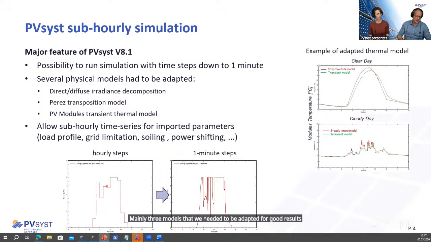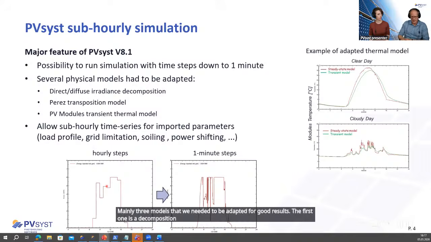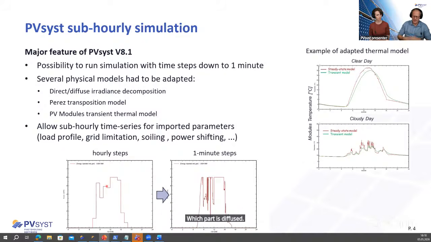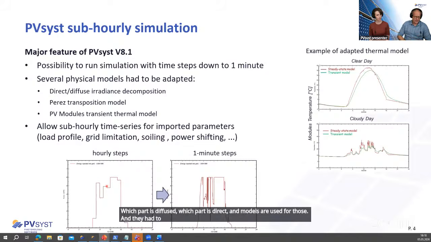The first one is a decomposition of direct and diffuse irradiance that you need when you import weather data that has only GHI, for example, or only POA irradiance. PVsyst needs to figure out which part is diffuse, which part is direct, and models are used for those. And they had to be adapted for the sub-hourly case.